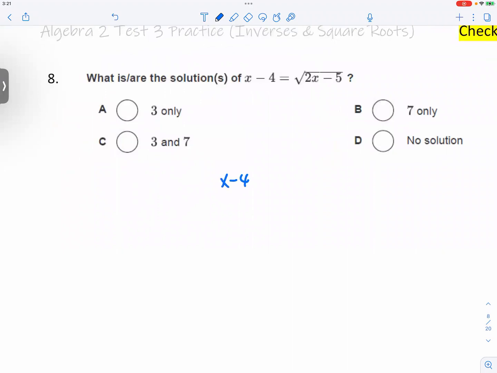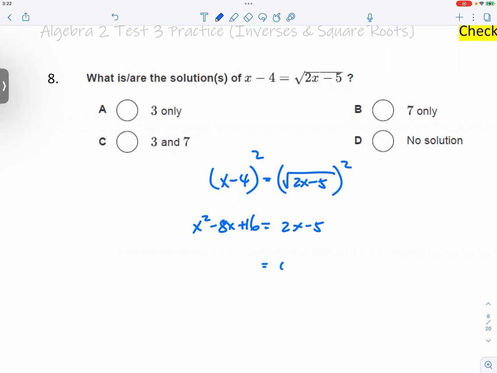All right, so let me go ahead and copy the question first. And then we will square both sides. And then we will have x squared minus 8x plus 16. All right, so what do we have here? We're going to have x squared minus 10x and then plus 21.